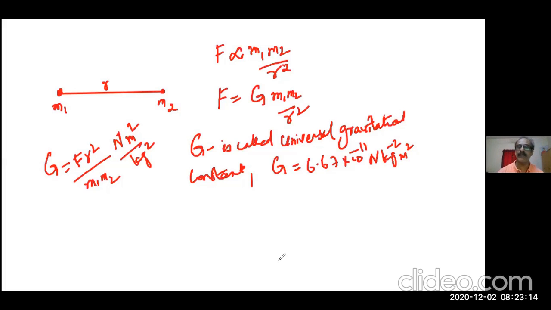Actually, this value was estimated by the scientist Cavendish, but you don't have to study that. Before, it was in the syllabus, the Cavendish experiment to determine the value of G. In this experiment Cavendish found 6.67 into 10 to the power minus 11 Newton meter squared per kilogram squared.